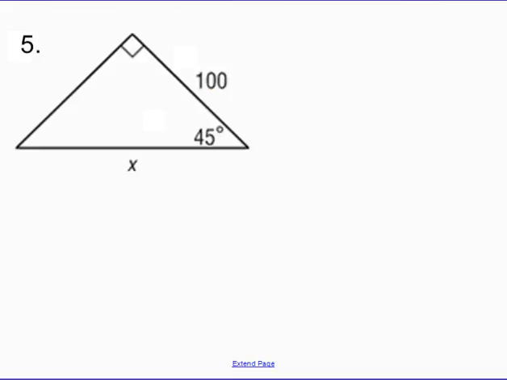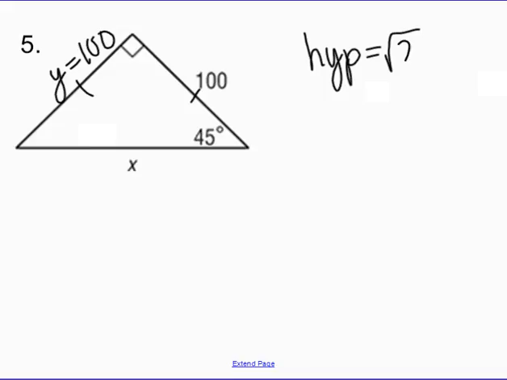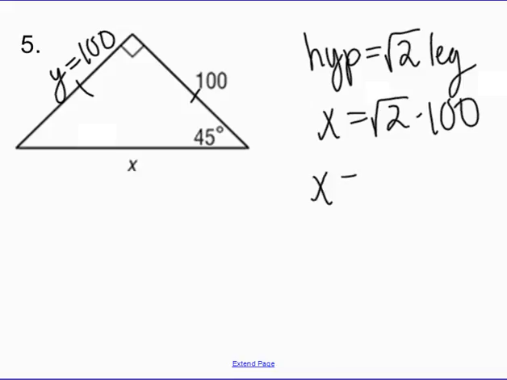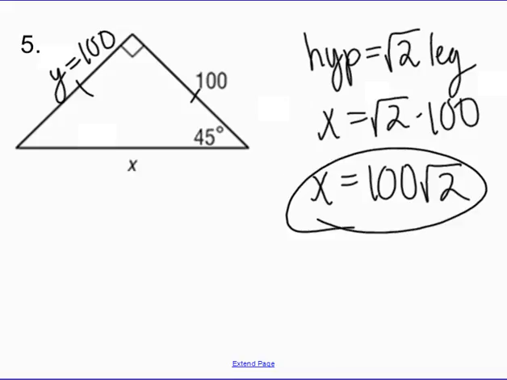Here, they give you almost the same problem, only your 100 is on the leg. So your y is 100 because the legs are the same. If you have the legs, you multiply by radical 2 to get x. If you forgot that, you can remember the formula. The hypotenuse is x, and sure enough, I'm taking 100 times radical 2. So x equals 100 radical 2. My y was 100.